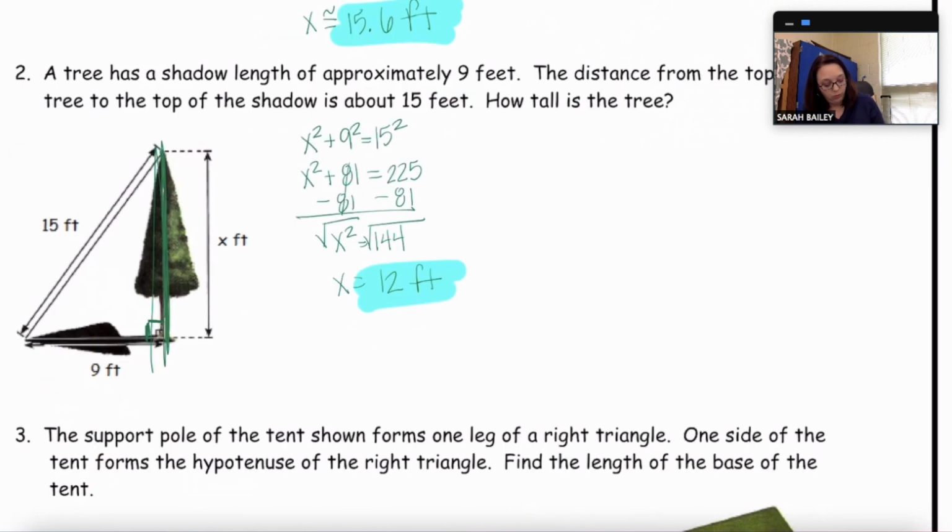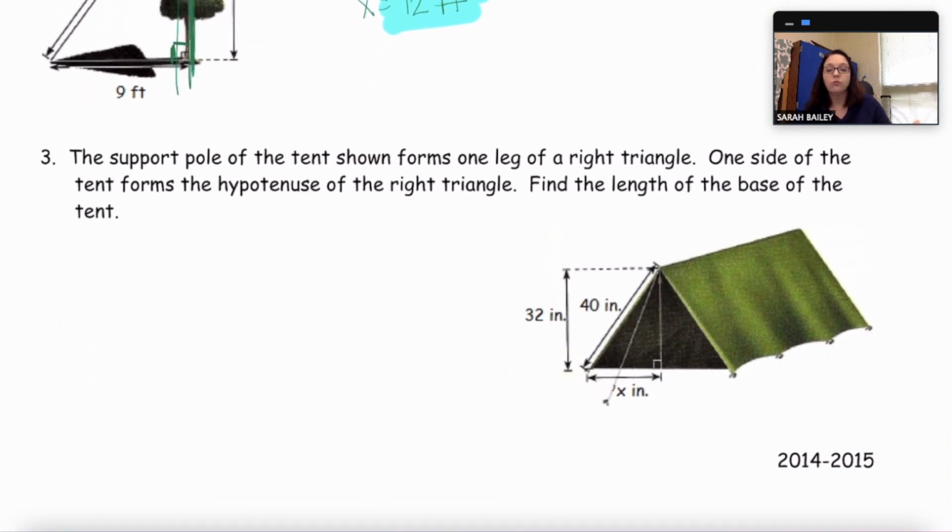All right, let's do one more together. Let's look at this one. Number 3 says, the support pole of the tent shown forms one leg of a right triangle. One side of the tent forms the hypotenuse of the right triangle. Find the length of the base of the tent.